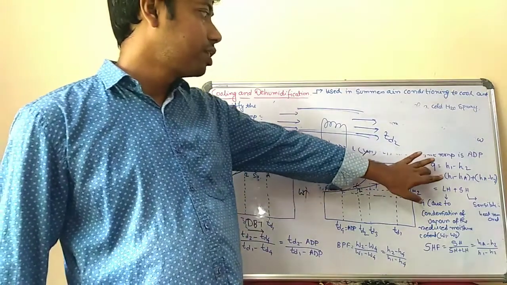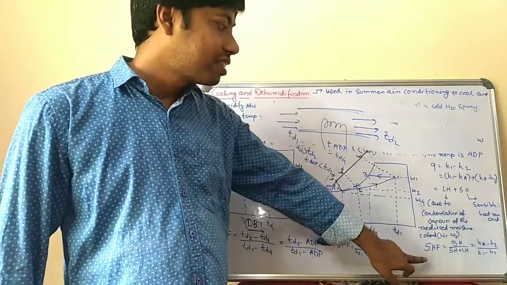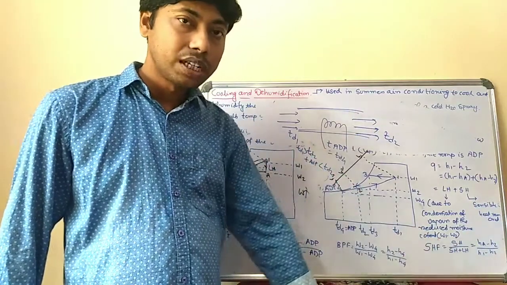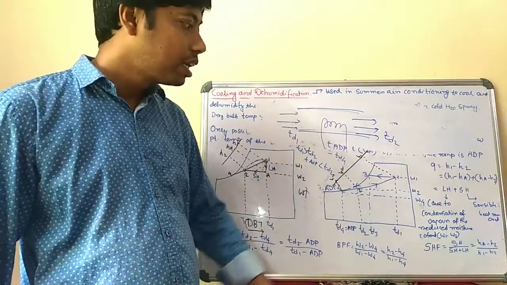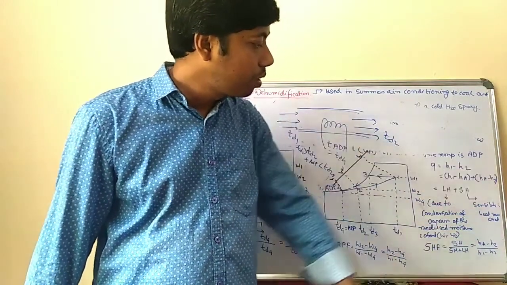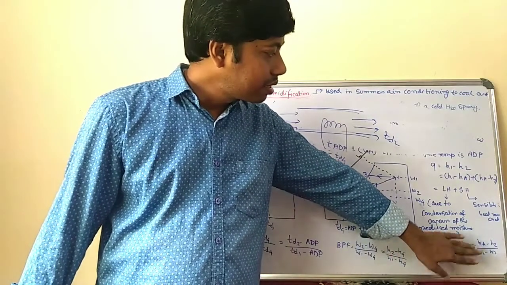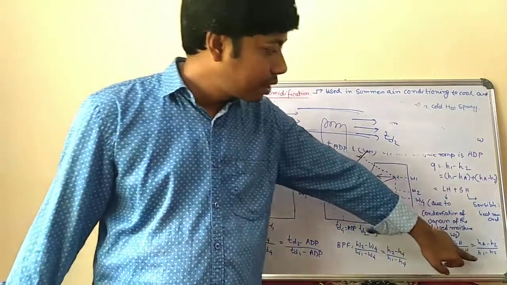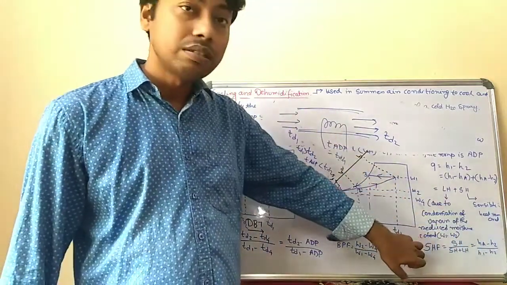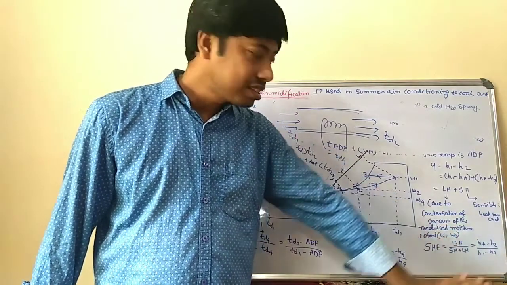That is the total heat removed, that will be LH plus SH. Okay, now you know the sensible heat factor. Sensible heat factor is the SH divided by total heat, means sensible heat divided by total heat. Sensible heat for this process is HA minus H2, divided by total heat, that is sensible heat plus latent heat. If you add this, you get H1 minus H2. So for the cooling and dehumidification process, sensible heat factor will be (HA minus H2) divided by (H1 minus H2).